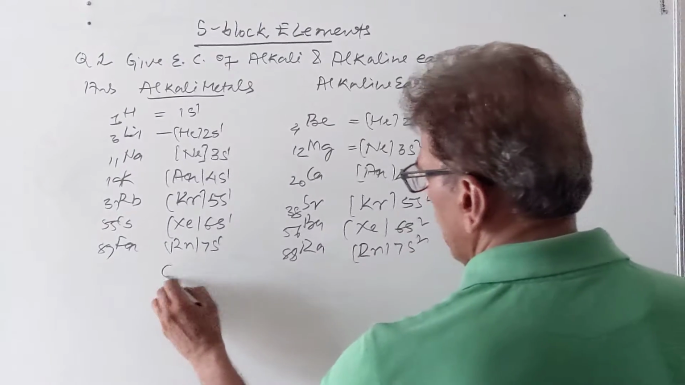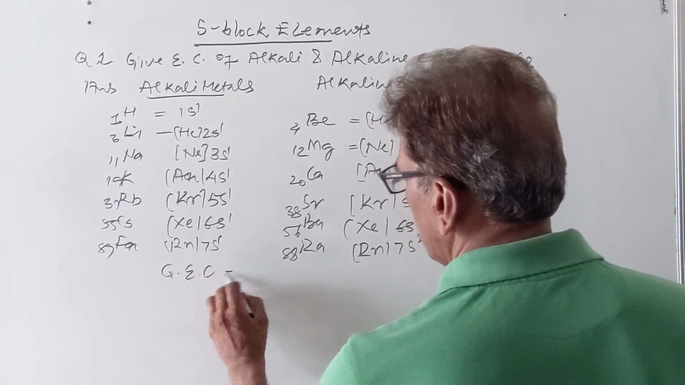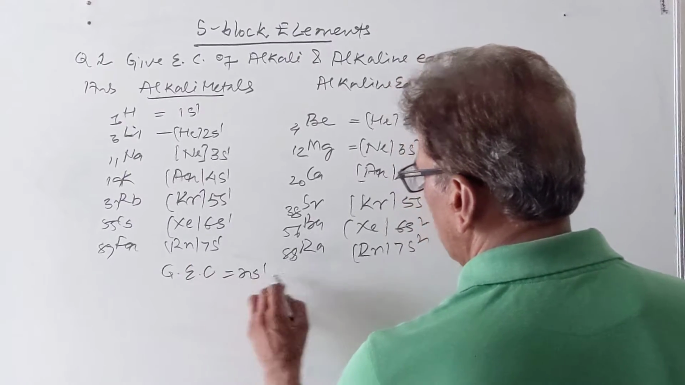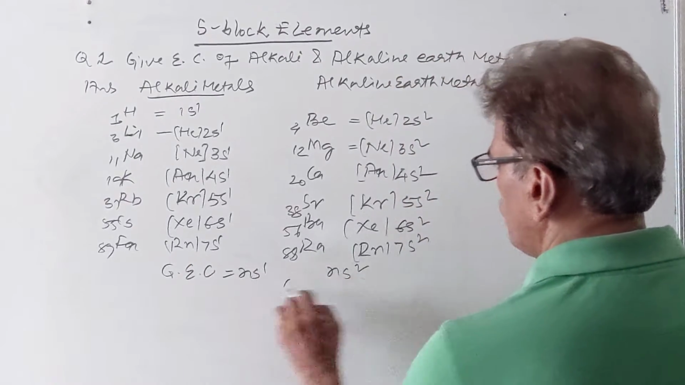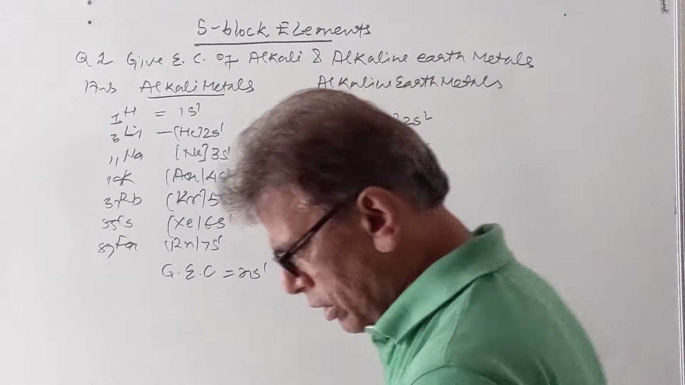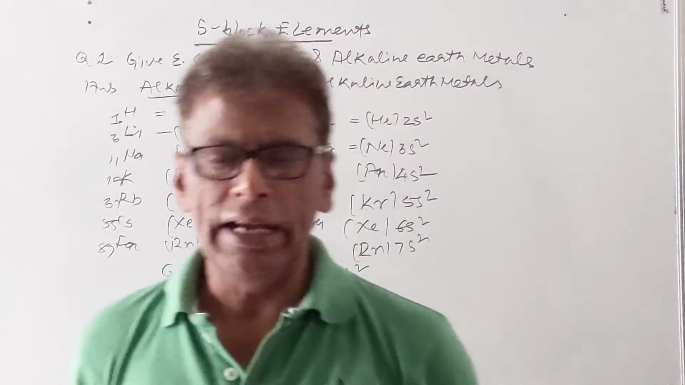So general configuration, they have ns1, they have ns2. So this is the electronic configuration of first and second group.